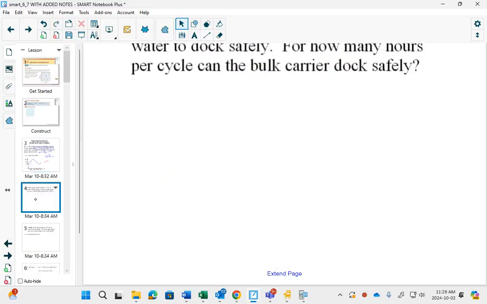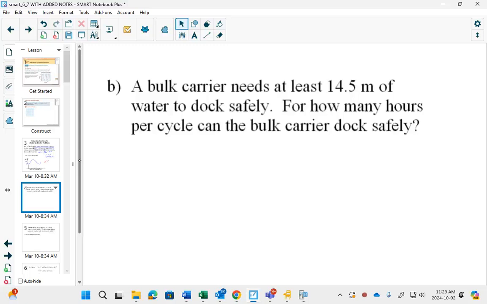Part B says that a bulk carrier needs 14.5 meters of water to dock safely. Okay, so lots of English here. This is just a fancy word for a big ship. And the tides go in and out, so the water gets deep and gets shallow. And at certain times, if it's shallow, the ship is going to hit the ground. So in order to be at the dock, inside, parked safely, it has to have enough water.